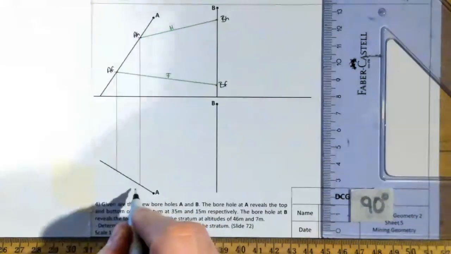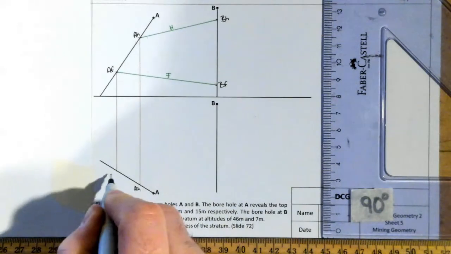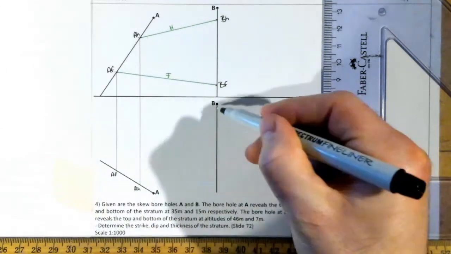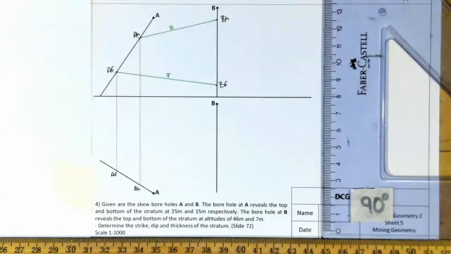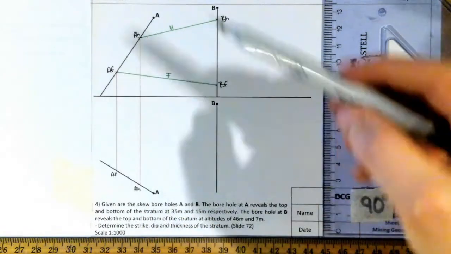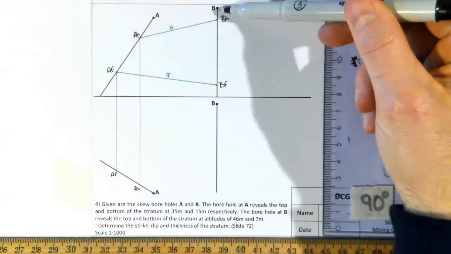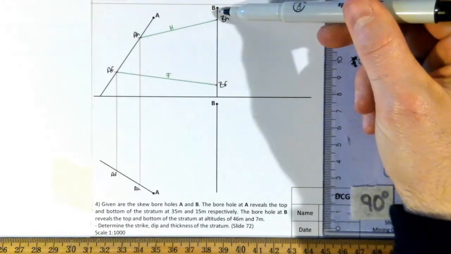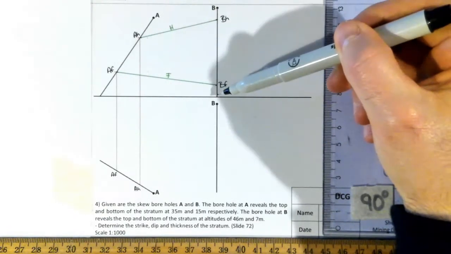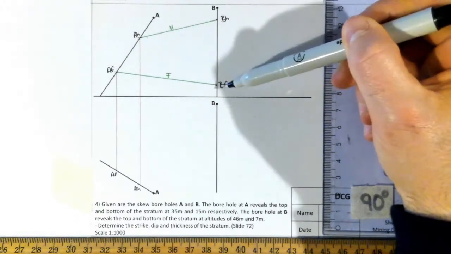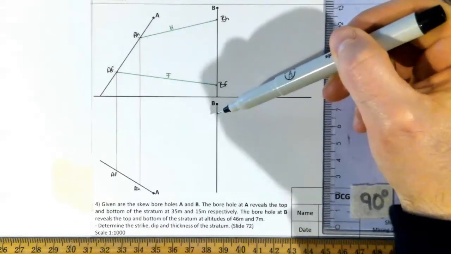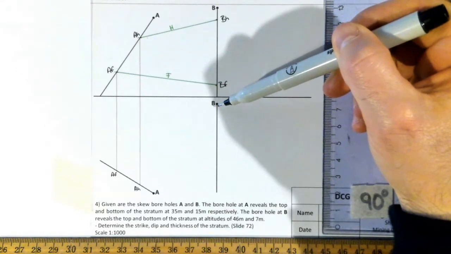So, AH. We have AH here again, and AF. And somewhere down along here, we have BH and BF. Now, the problem with that is, this skew borehole B, it looks like here it's going straight down into the ground. And it has a height, obviously, at 46 and 7. However, in our plan, we cannot determine heights. We can only determine lengths and widths.